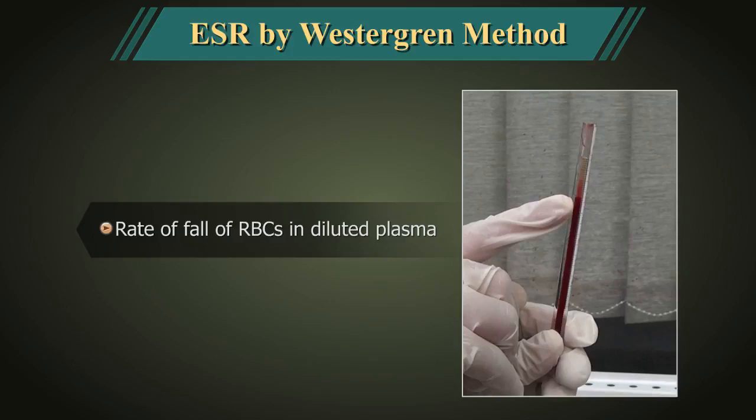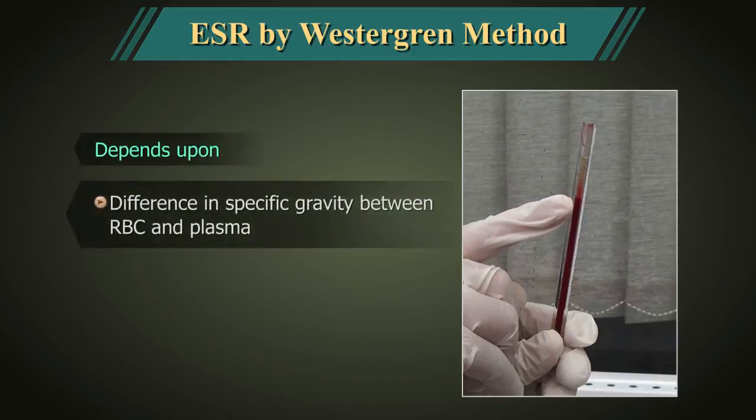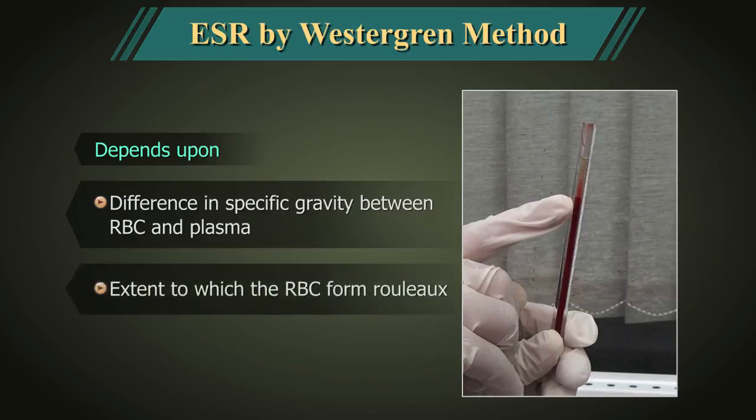ESR is the rate of fall of RBCs in diluted plasma and is influenced by a number of interacting factors. Basically, it depends upon the difference in specific gravity between red cells and plasma, but the actual rate of fall is influenced very greatly by the extent to which the red cells form rouleaux, which sediment more rapidly than single cells.